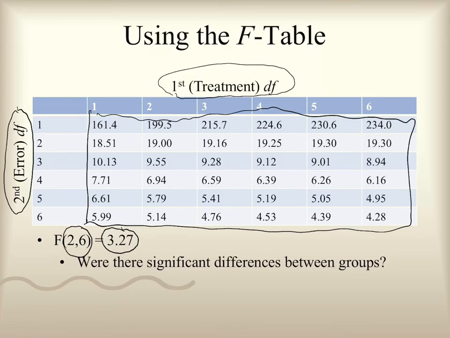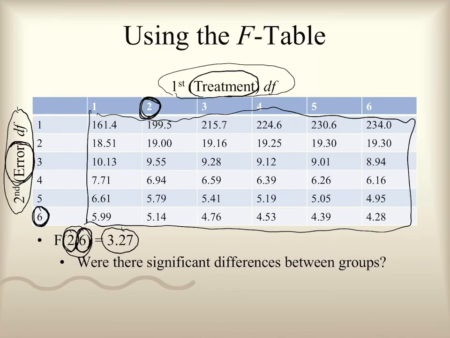Okay. So in this, what we first have to ask is, what's the degrees of freedom treatment? And our degrees of freedom treatment is 2. So we take a look at the degrees of freedom treatment on the top, and we find 2 over here. What's our degrees of freedom error, or within? That's 6. So now we have to look over on the left side for our degrees of freedom error. So we find degrees of freedom 6 right here.